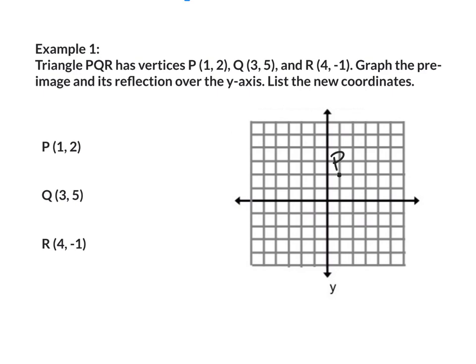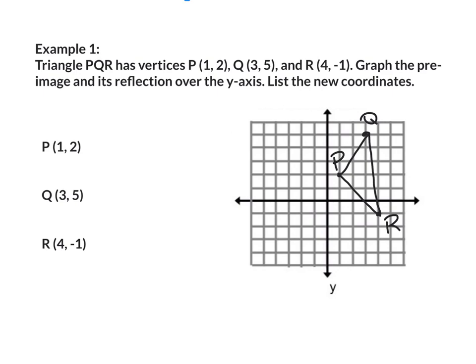Point Q is at (3, 5). I'm going to start at the origin, go to the right 3, 1, 2, 3, up 5, 1, 2, 3, 4, 5. Point R is at (4, -1). Start at the origin, go to the right 4, 1, 2, 3, 4, down 1. Now they did say this was a triangle, so I'm going to go ahead and connect my dots. And this would be called my preimage.